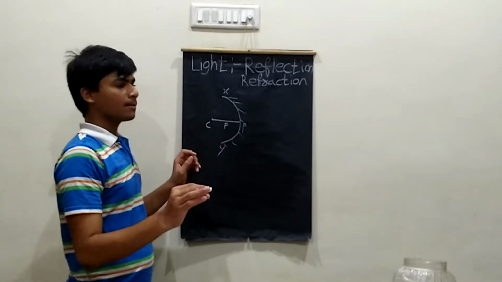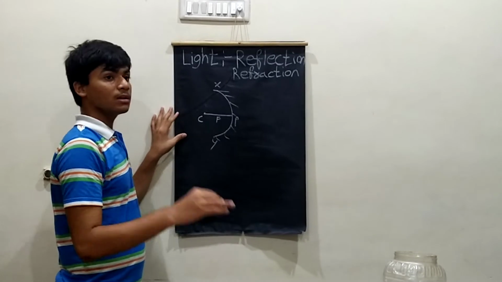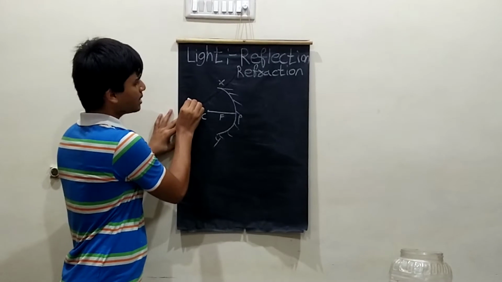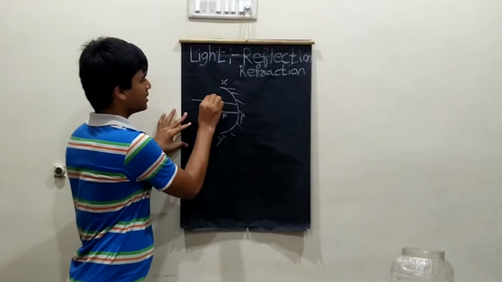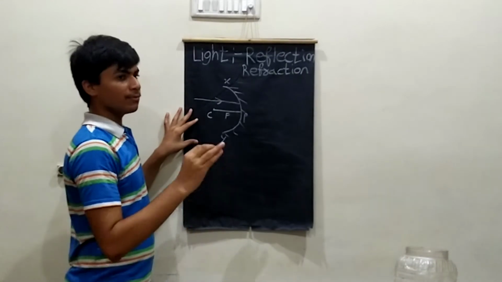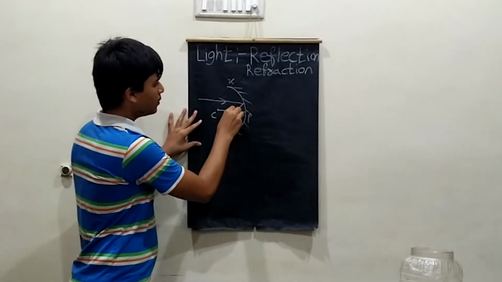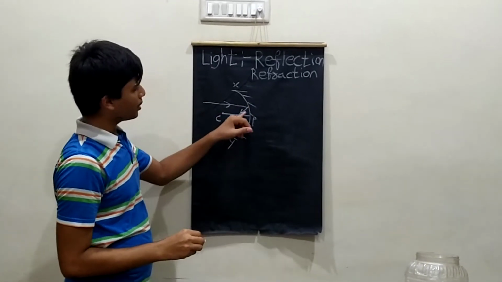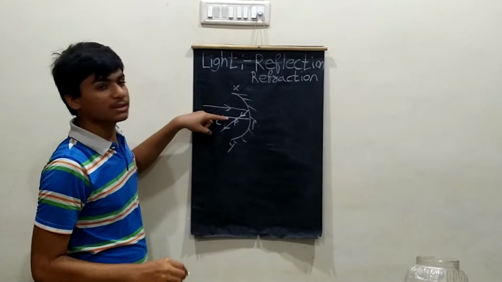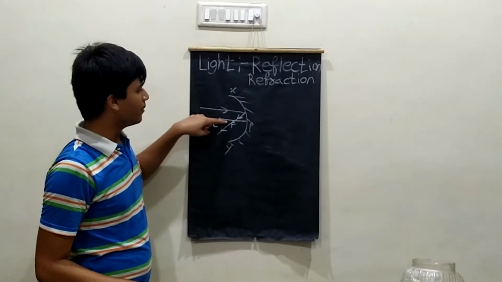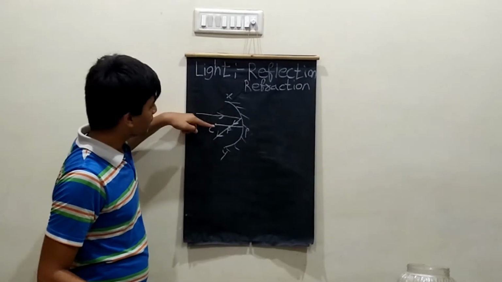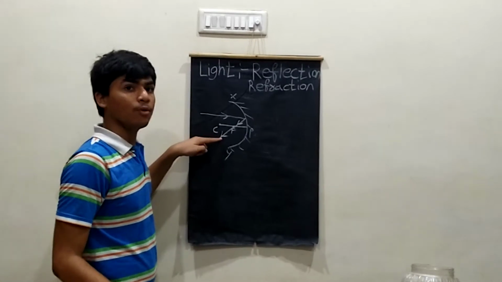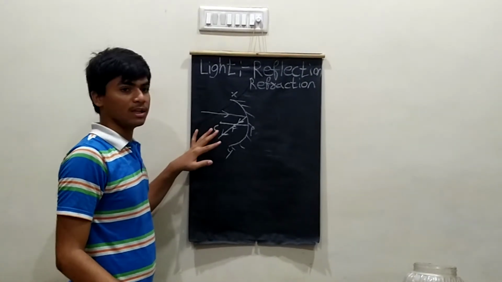Now the first case is when the light travels parallel to the principal axis. This is our principal axis. When the light travels parallel to the principal axis, then when it reflects, it passes through the focus. These arrows are very important, okay? So it passes through the focus. I hope you can see clearly. This is capital F, the focus. When the rays travel parallel to the principal axis, after reflection they pass through the principal focus. This was the first case.